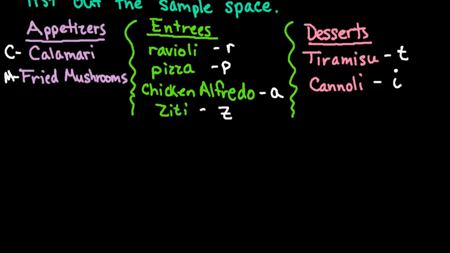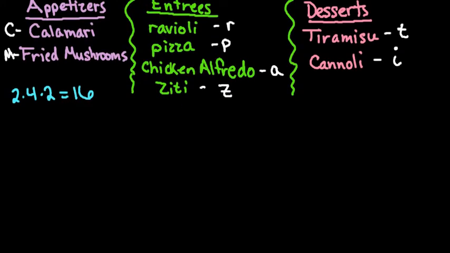So with this, just to get an idea of how many different combinations we should have, we can use the fundamental counting principle to see how many different ways we can arrange this. We have 2 appetizers, 4 entrees, and 2 desserts. So our sample space should have 2 times 4 times 2, which is 16 different ways of ordering an appetizer, an entree, and a dessert.